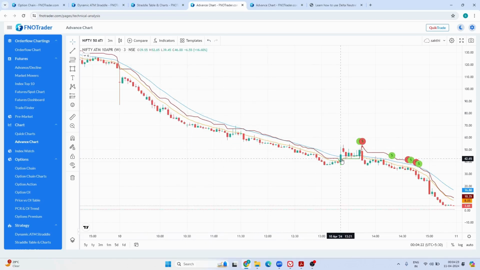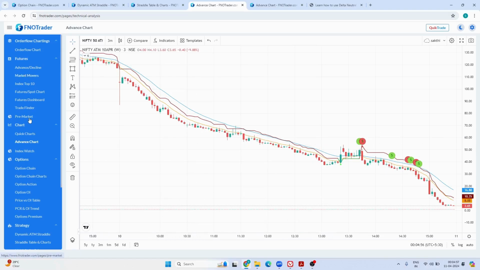Yeah, we got exit somewhere here around 40 to 43. Again you got one more entry somewhere around 44. You re-enter and then you hold it till 3 rupees. So this is how you can use these charts to trade the straddles confidently. When to enter, when to exit, when to re-enter, and which strike to enter, all that information you will see in these delta neutral straddle charts.